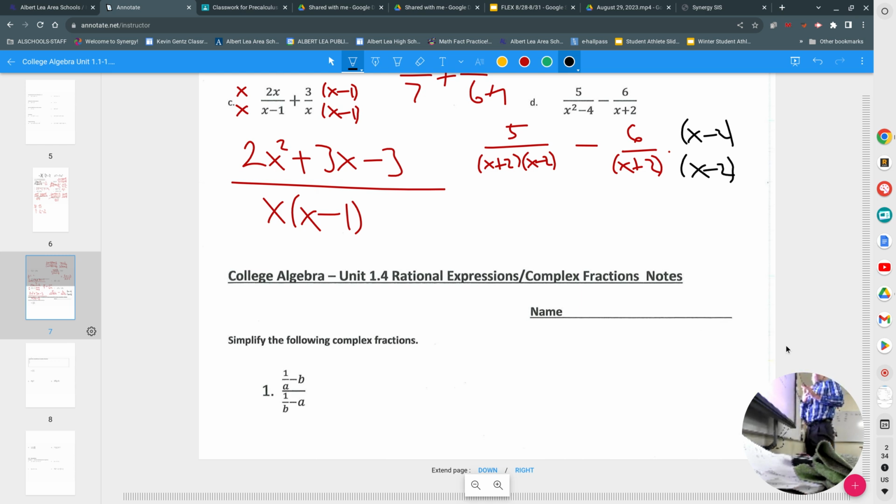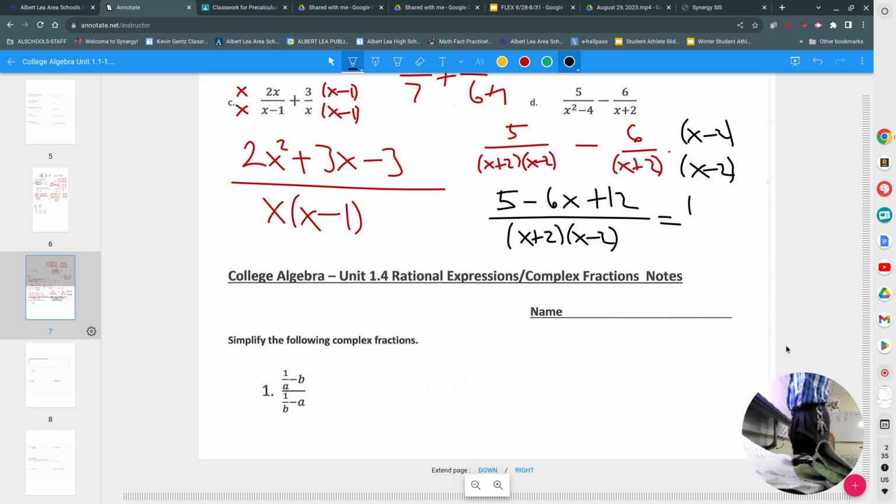Now we could go to work. The denominator is the same. For the top, I have 5. I multiply a positive 6 or a negative 6. Negative 6, I get a negative 6x. Negative 6 times negative 2 is positive 12. Divided by x plus 2 times x minus 2. I can combine like terms together, which will be the 5 and the 12. I get a 17 minus 6x all over x plus 2.